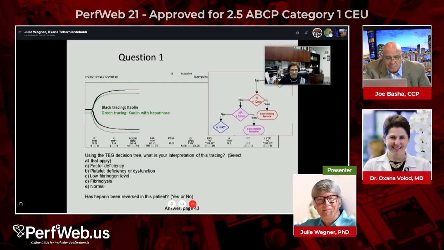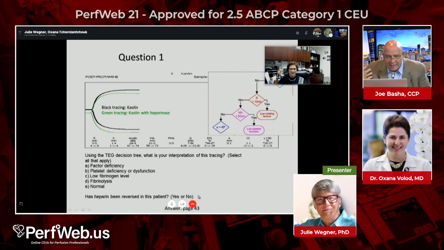Okay, using the TEG decision tree, which is right here, which is an algorithm made by Haemonetics, what is your interpretation of the tracing? Select all that apply. Okay, so everybody out there, if you're watching, see if you get the answer right, and we're going to give you a few minutes to look at it before I chime in and see if I've been paying attention tonight or not.